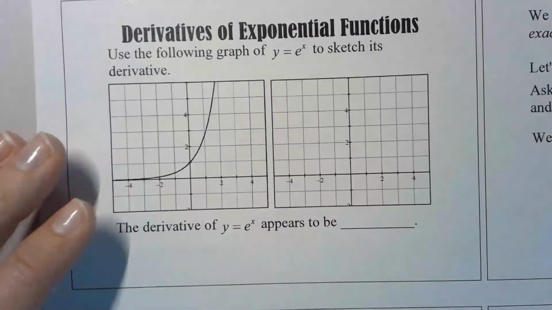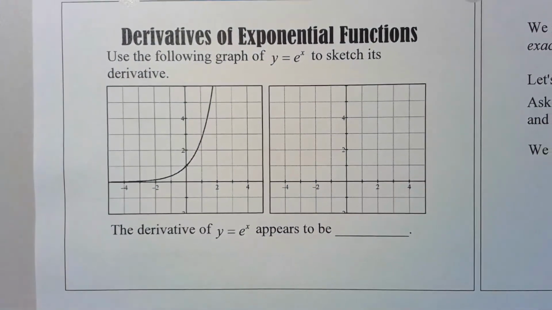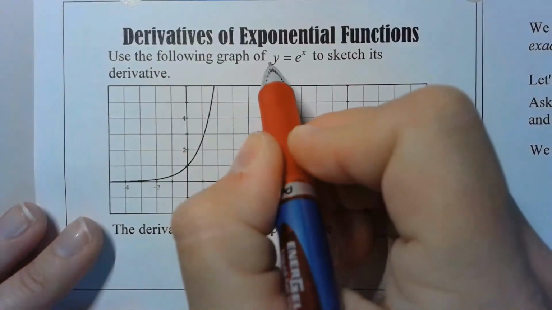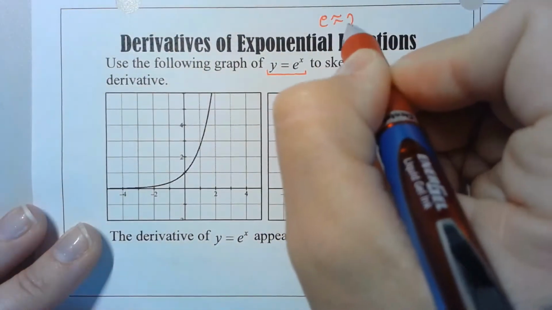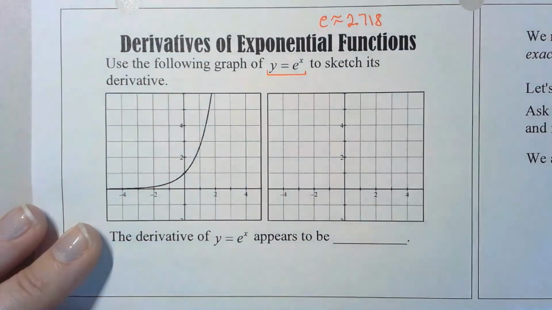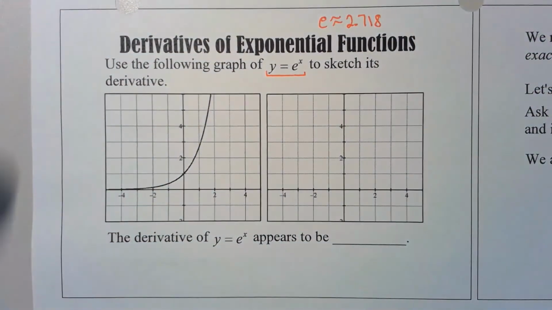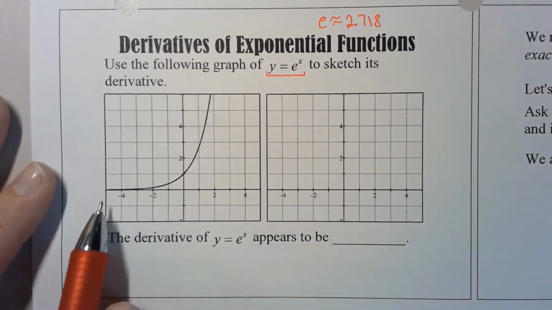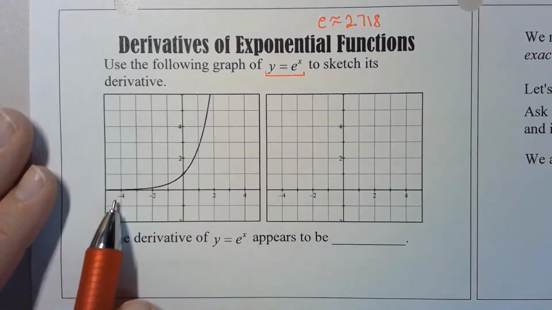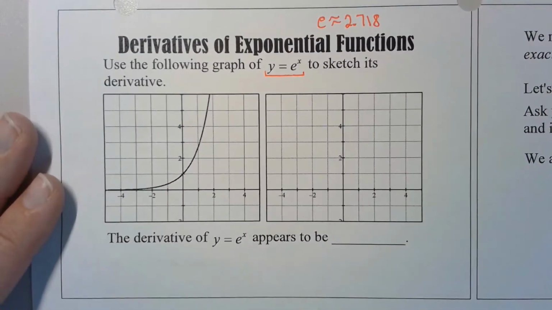A few minutes. Okay. So let's start with e to the x. Remember, e is just a number. It's close to like 2.7, right? Shy of 3. So e is just a number. So it's like we're graphing 2 to the x, 3 to the x, 5 to the x, 10 to the x. It's an exponential function. So I've used a computer to graph this one for us. And I would like us to sketch its derivative.